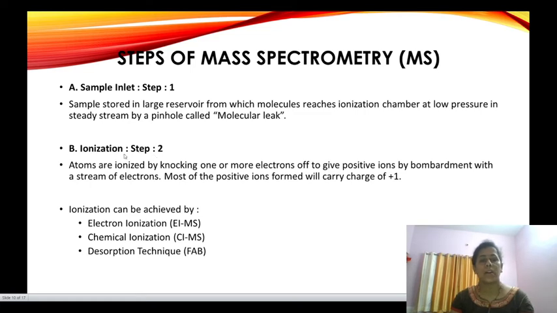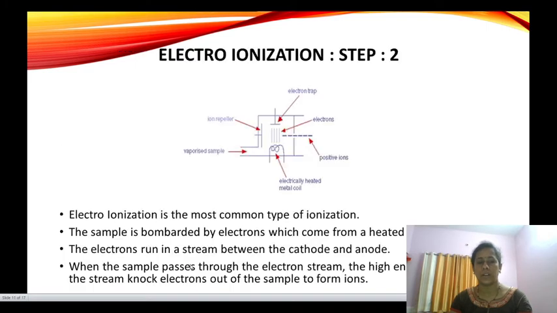In the second step, ionization, the atoms are ionized by knocking one or more electrons off to give positive ions by bombardment with a high speed stream of electrons. At that time, what happens? Most of the positive ions formed carry a charge equal to +1. This ionization is achieved by any of the following methods: first is electron ionization, second is chemical ionization, and third is the desorption technique.